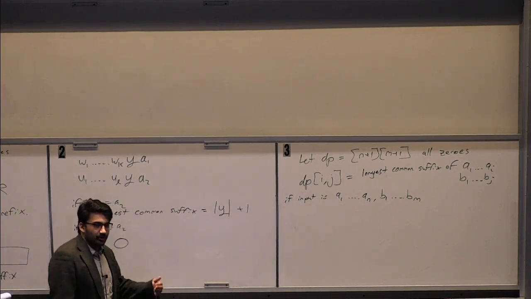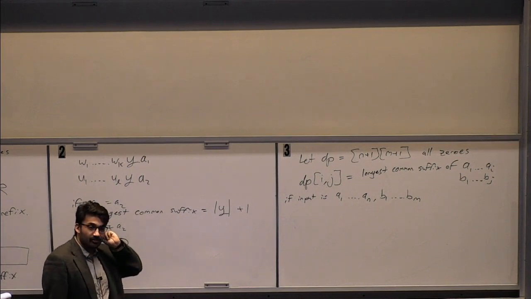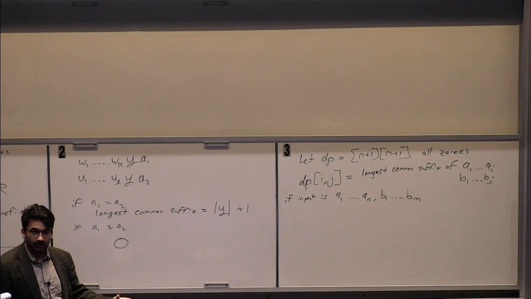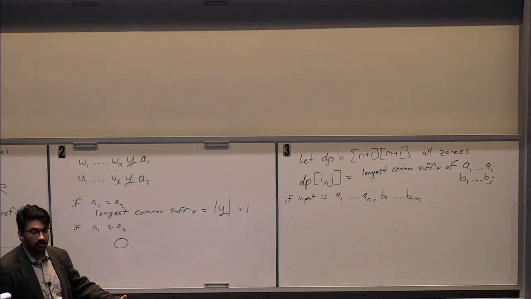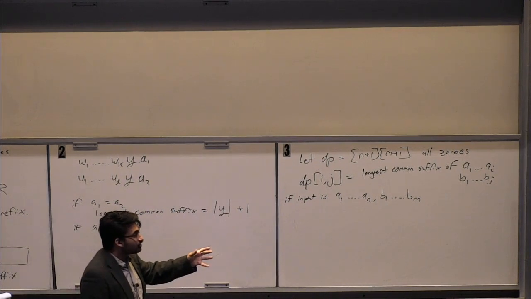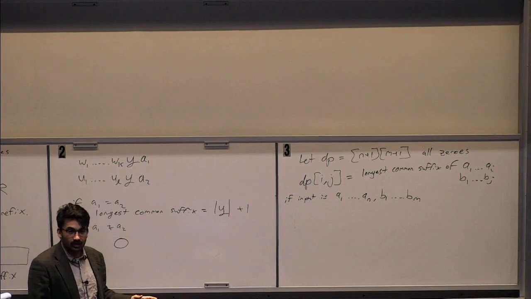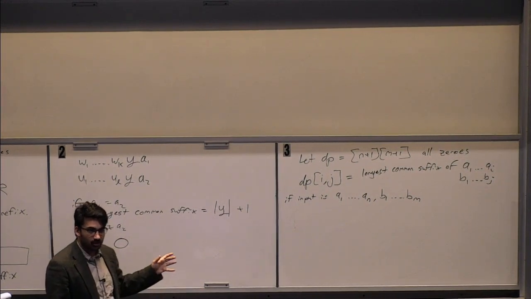So every prefix has a length. Every prefix of, for example, A has a length from 1 to N. So you let i be the prefix of length i, and you let j be the prefix of B of length j. So dp of i, j will be the longest common suffix of the prefixes a1 to ai and b1 to bj. Any questions on that? Do we see that's clear? Yes.